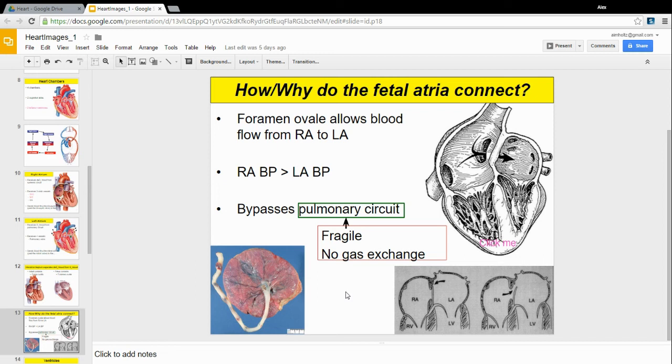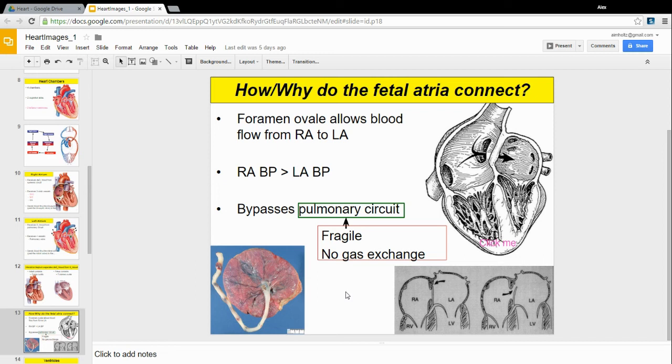So when blood hits the right atrium in the fetal heart, the right atrial blood pressure is greater than that of the left. So most of the blood is going to flow from the right atrium to the left atrium. If you click this picture when you're looking at the slides on your own, it should open up a link which gives you an animation of this. If not, let me know.